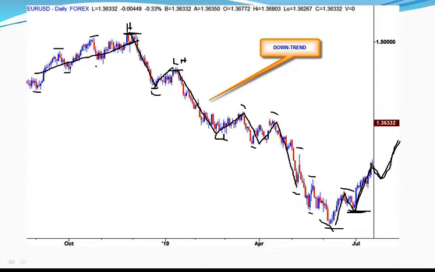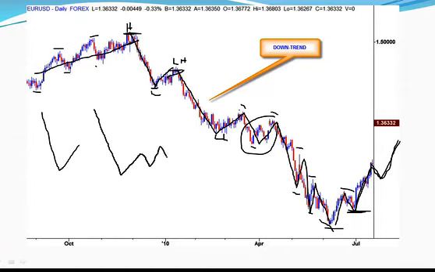Sometimes pullbacks are pretty, and sometimes they're not so pretty. Sometimes they're simple, and sometimes they're complex. This would be considered a complex pullback. This is basically a simple. A simple pullback would be, here's a move down, and here's your pullback, your retracement in a trend. A complex one would be, here's a downtrend, here's a bounce, here's a failed test to try to make a new low, here's a bounce, and then a continuation. So this is a complex, and this is a simple.